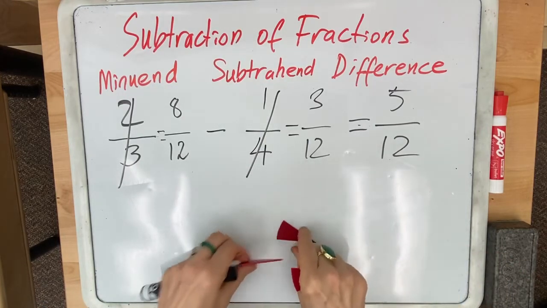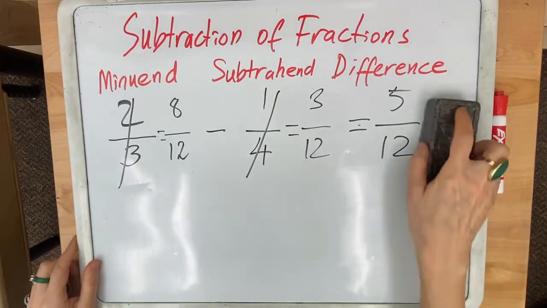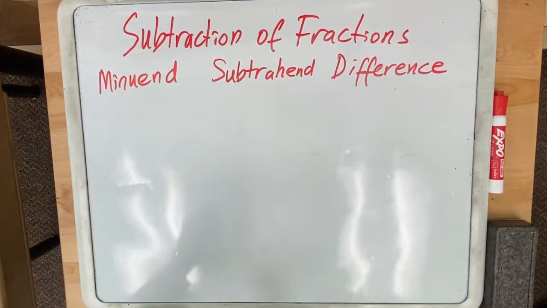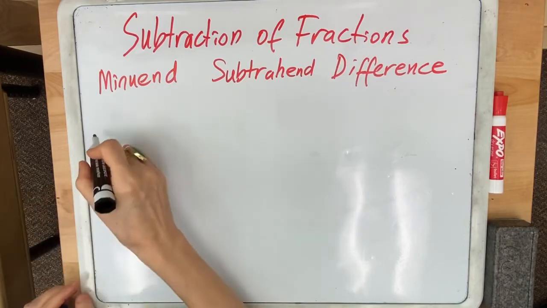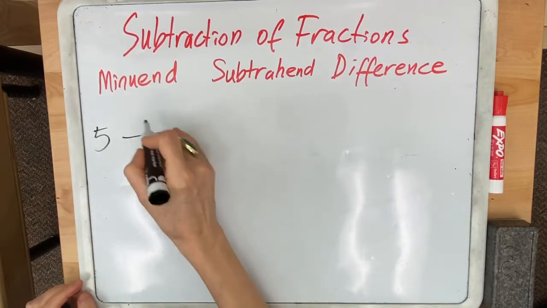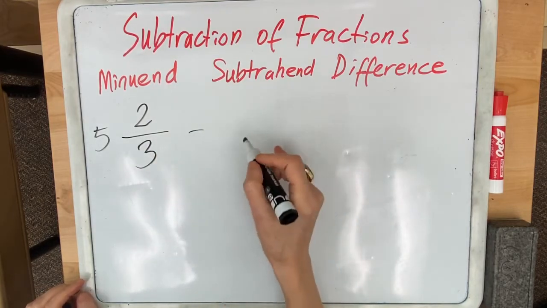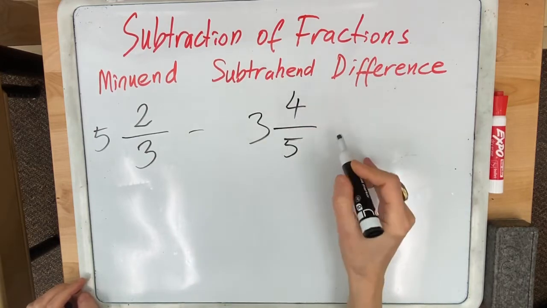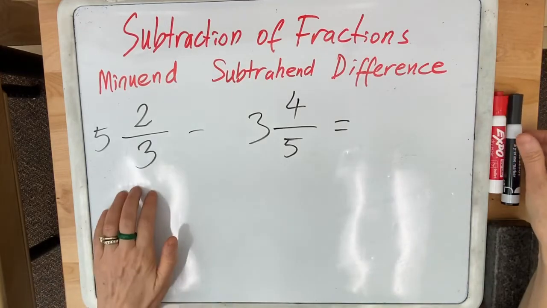I am going to do another fraction problem, the subtraction of fractions. But this time I'm going to use mixed numbers. In other words, whole numbers and fractions. So my minuend is, for the second problem, 5 and 2/3. And take away, my subtrahend is 3 and 4/5. What's my difference? Okay, so let me put out my fractions now.